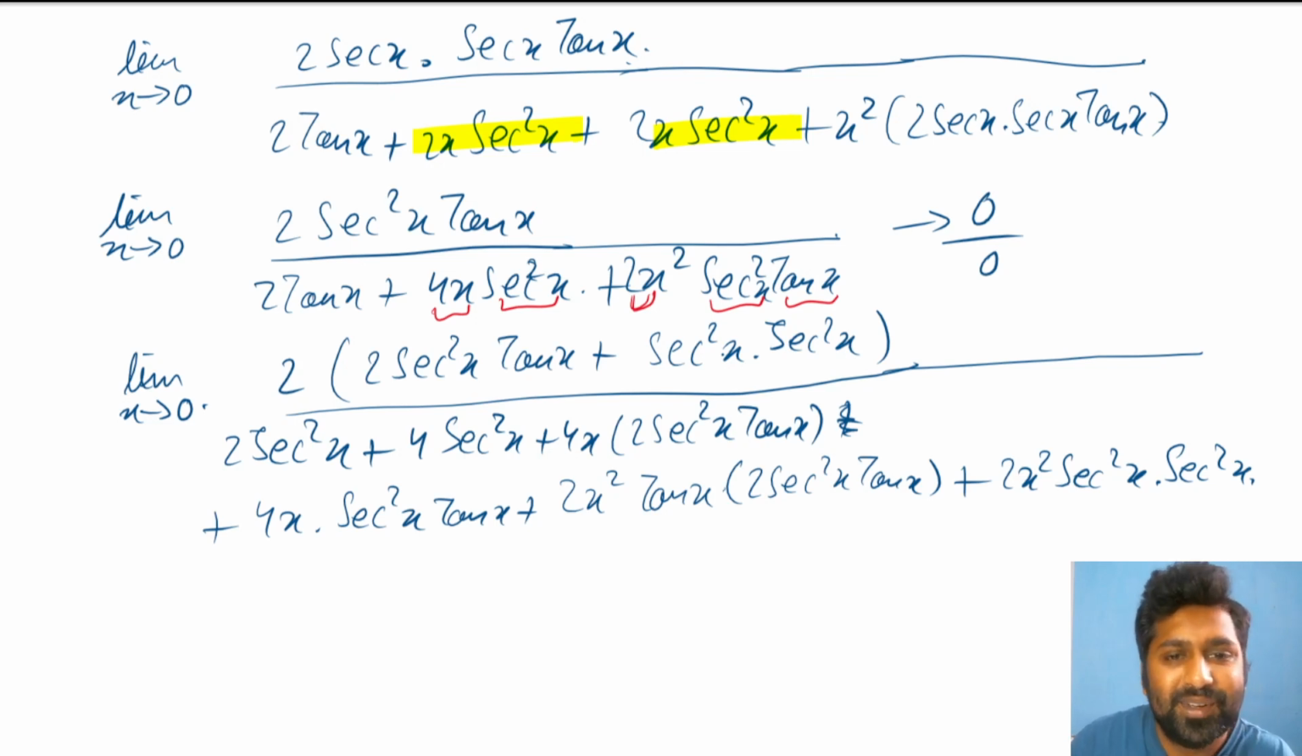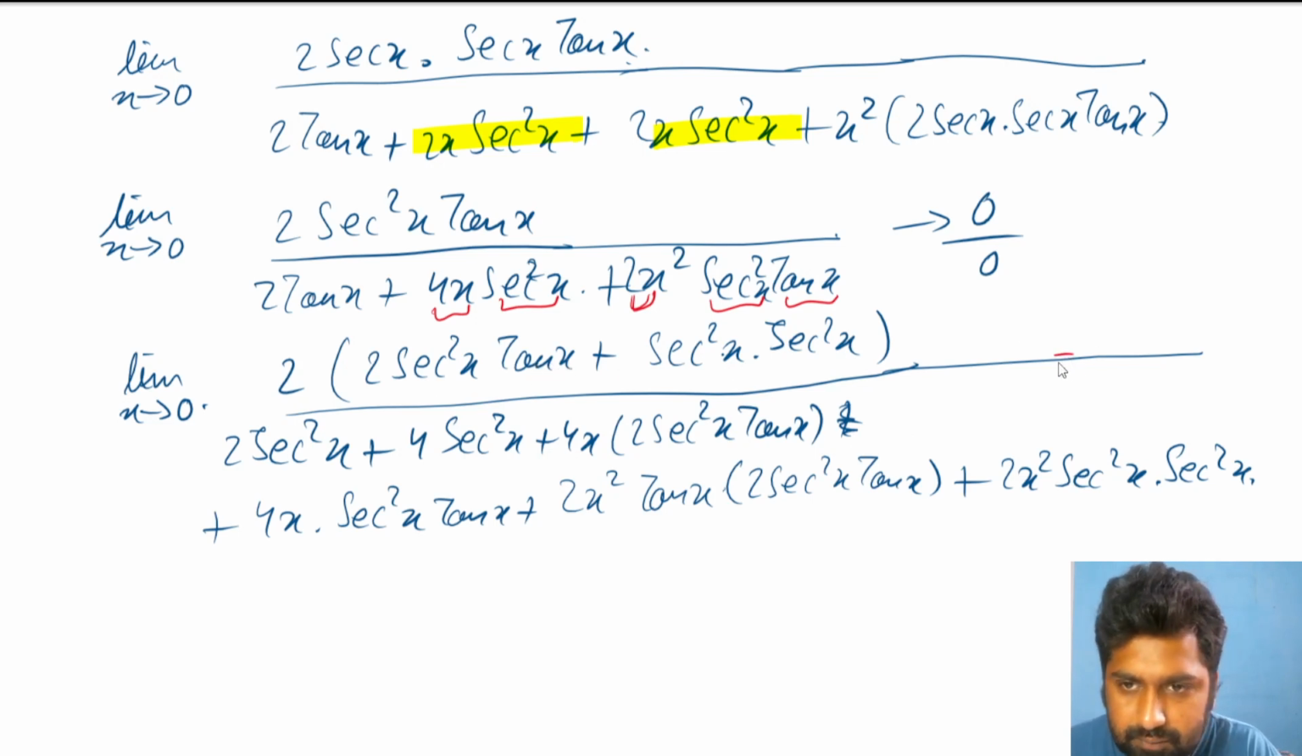Now let's see. I hope this time it should not come 0 by 0. If we put x as 0 in the numerator, this becomes 0 into anything, which is 0. Sec 0 is 1, so at least the numerator is not becoming 0. So hopefully the denominator will also not become 0. Sec 0 is again 1, so 2 sec 0 is again 1, 4.